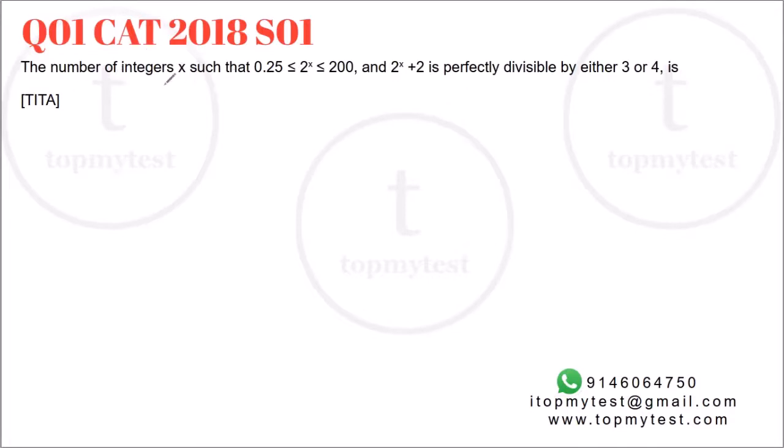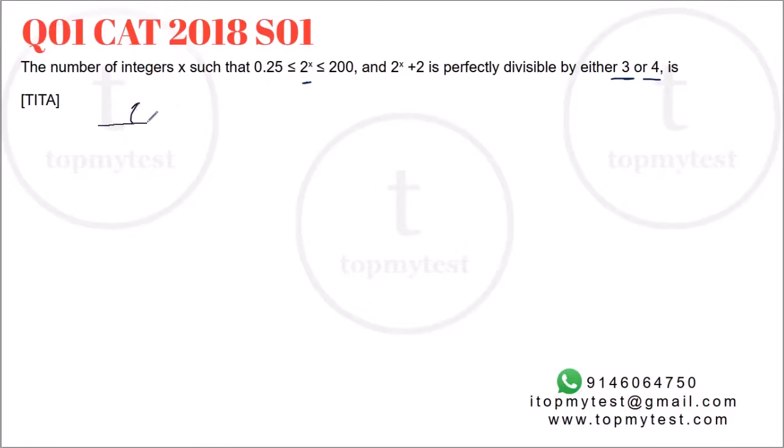The number of integers x such that 0.25 is less than or equal to 2 to the power x, which in turn is less than or equal to 200, and 2 to the power x plus 2 is perfectly divisible by either 3 or 4, is how many? This is from CAT 2018, the first slot. This is a mixture of indices as well as integer value solutions, as well as some application of number theory. It says 2 to the power x should lie between 0.25 and 200.